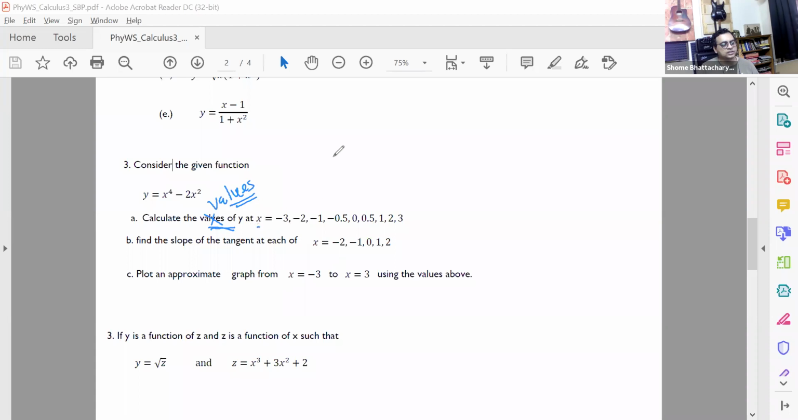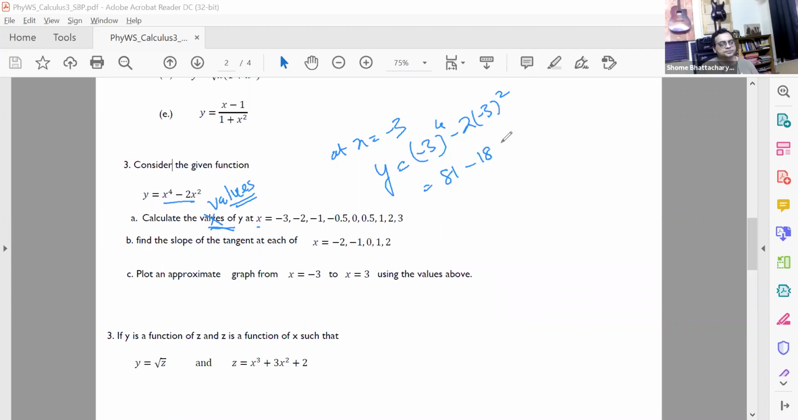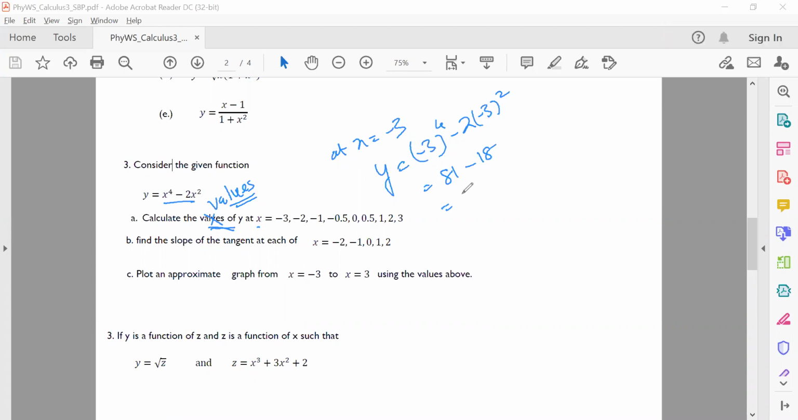Values of y at these points. So for example, at x equal to, let's say, -3, the value of y will become how much? Just substitute x as -3. So -3 to the power 4 minus 2 into -3 squared. So that will become 3 to the power 4, 81, so 9 9s are 81, right? Minus 9 into 2, 18. 63. So this becomes 63.